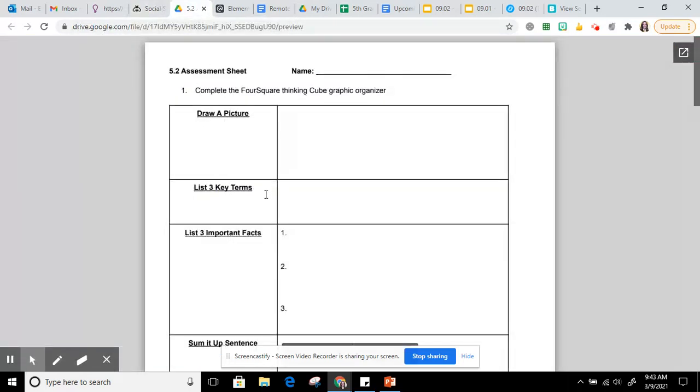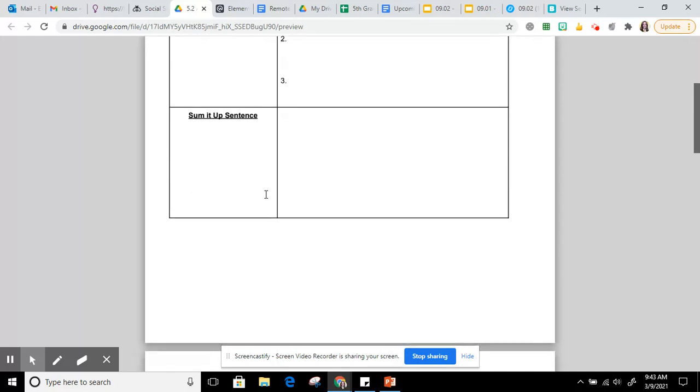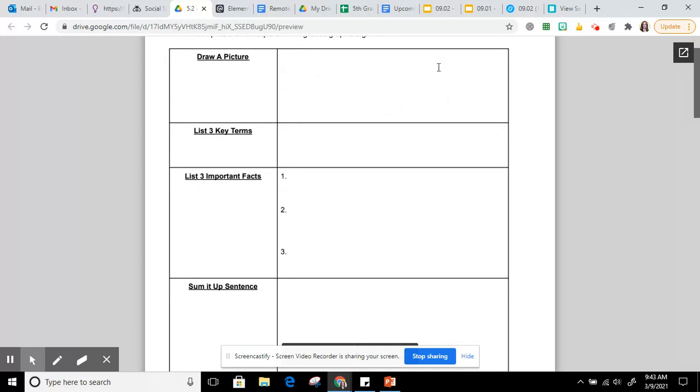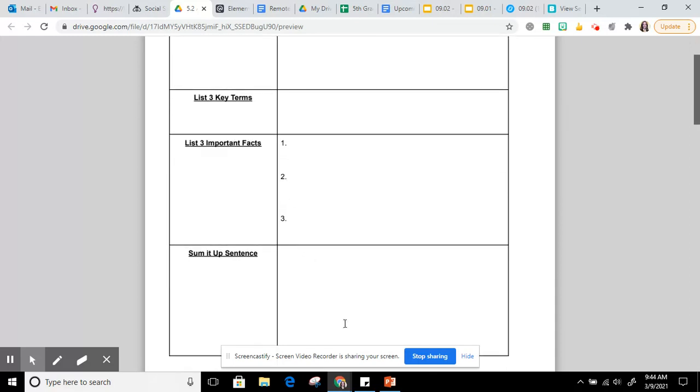The 4-square thinking cube is number 1 on your assessment sheet. It's on the first page of your assessment sheet. So for this question, number 1, for the 4-square thinking cube graphic organizer, you're going to draw a picture. You're going to list 3 key terms, and you can number them. I probably should have put numbers here. You can just put numbers, or you can put them in a row here. You're going to list 3 important facts, and then you're going to have a sentence to sum up this time period and what you learned throughout these first few steps.